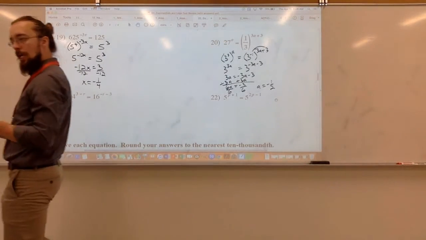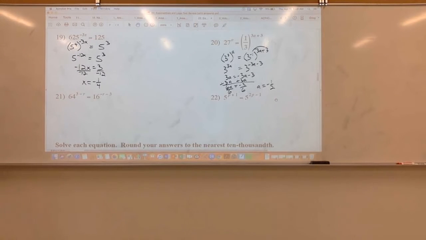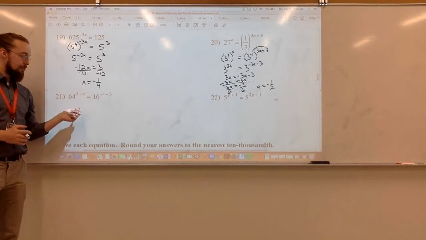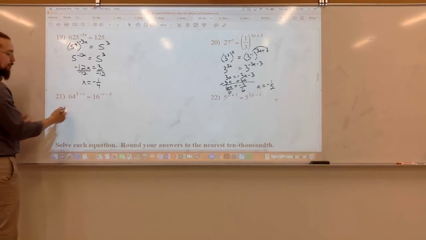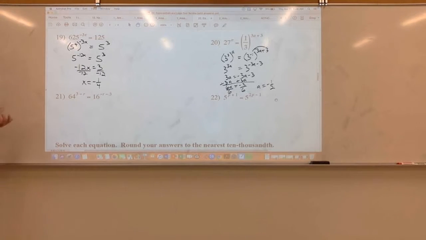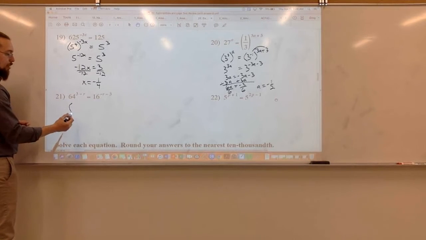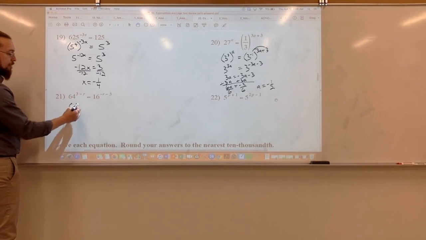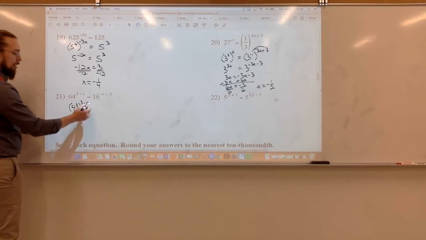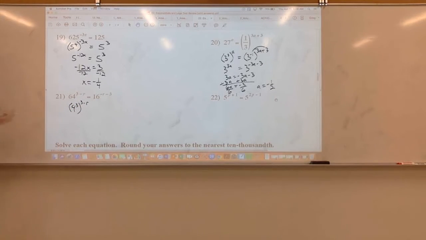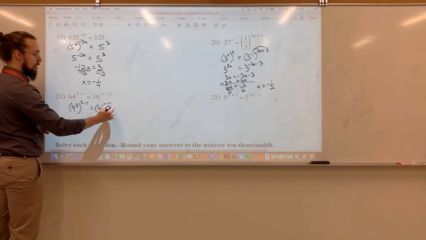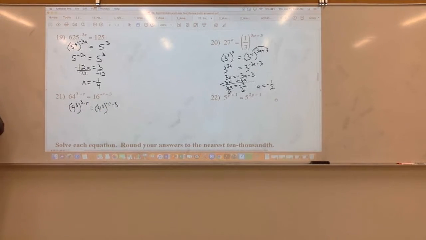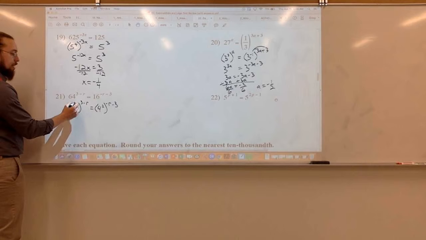Similar idea for 21. You want to rewrite both sides with the same base. There are actually a couple of different ways that we could do this. We could rewrite both sides with a base of 2 or 4. Either way, we would end up with the correct answer. Rewriting with a base of 4 is probably the one that more of you did, so I will do that. 64 is the same as 4 to the 3rd power. That would still be raised to the 3 minus r. 16 is the same as 4 to the 2nd power, and that would still be raised to the negative r minus 3. So I need to distribute my exponents on both sides here.